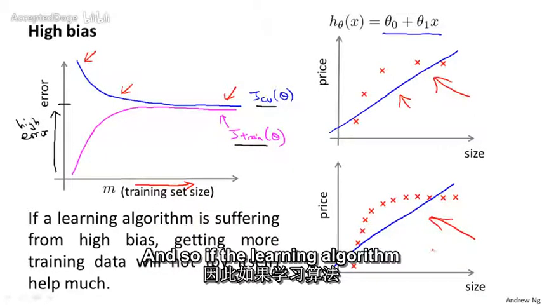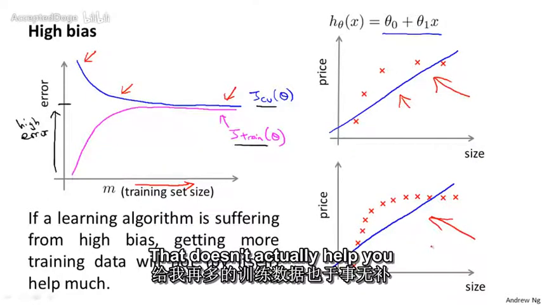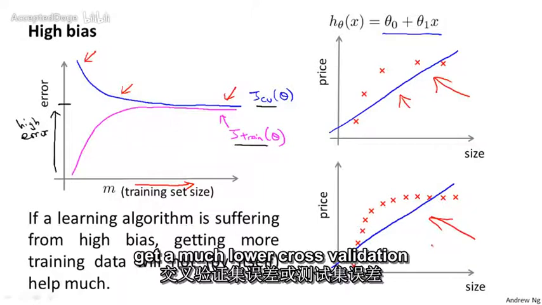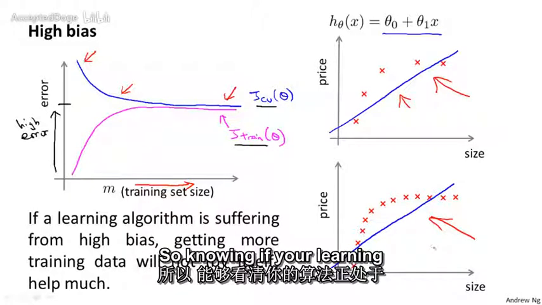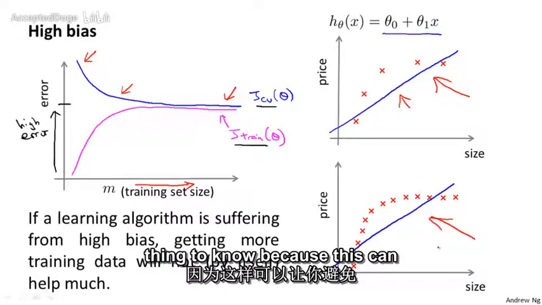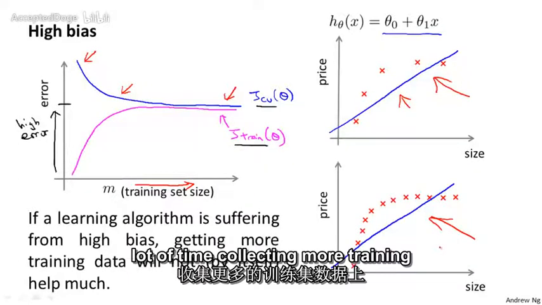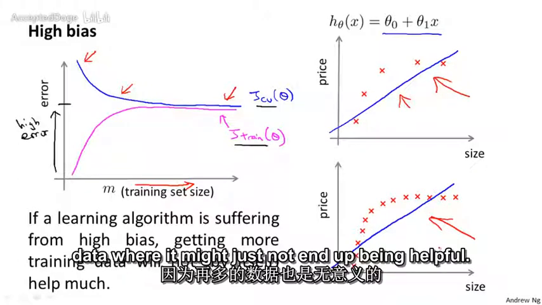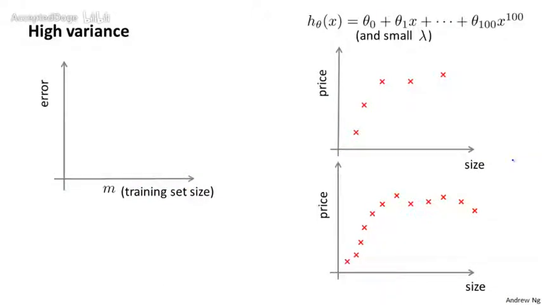And so if a learning algorithm has high bias, just getting a lot more training data doesn't actually help you get a much lower cross-validation error or test set error. So knowing if your learning algorithm is suffering from high bias seems like a useful thing to know, because this can prevent you from wasting a lot of time collecting more training data where it might just not end up being helpful.